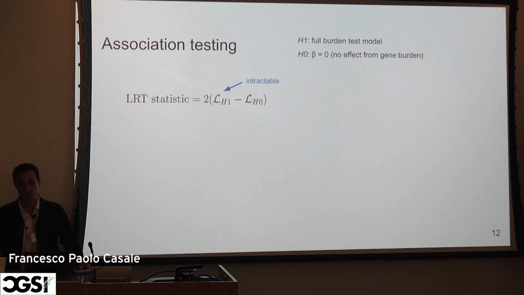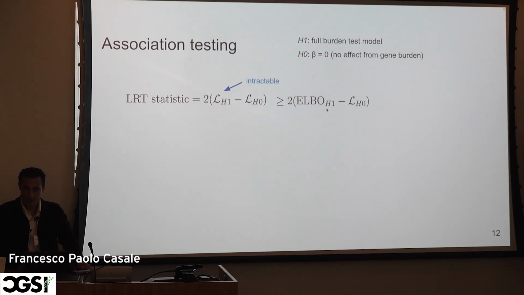Great, but ultimately with this model, we want to do association testing. So we want to compare the model H1, where we model the effect from the burden, versus a model where we have no effect from the gene burden. Of course, if we were able to compute the log marginal likelihood of the alternative model, then we could just compute a likelihood ratio test and perform this type of test. But in practice, we cannot do that because this is intractable. And so what we do, we replace the log marginal likelihood of the alternative model with a lower bound.